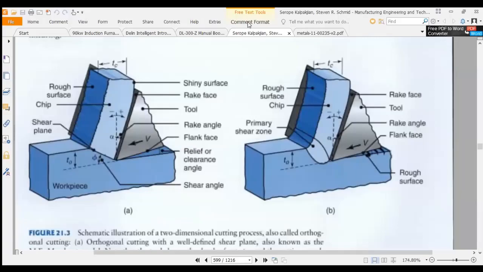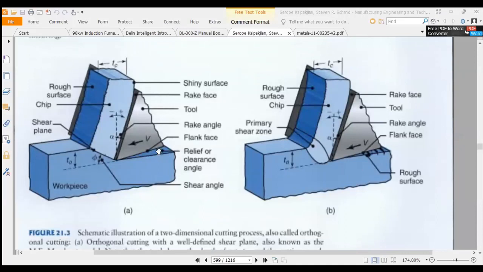Would you please let me know, in between these two figures, is there a relief or clearance angle? Do they have the same angles or are they different? If they are the same, what is the effect? Or if they are different, how do they affect the workpiece?